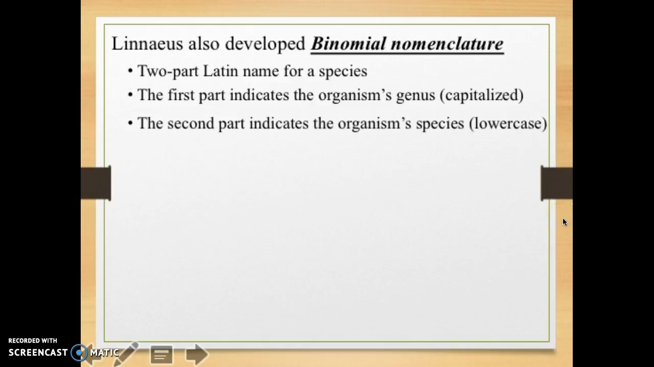The second part of the name indicates the organism's species. This is all written in lowercase. So again, do yourself a favor and underline that in your notes.